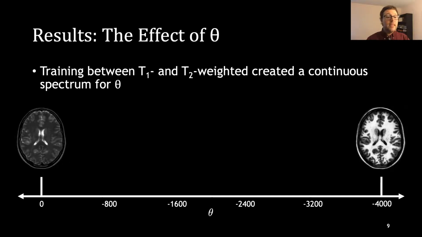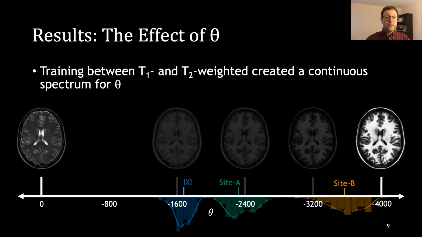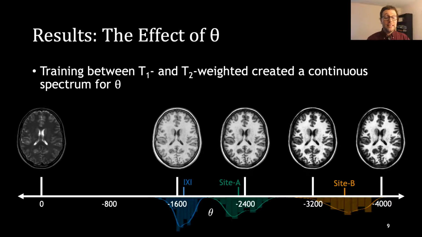And the result is a theta spectrum that we can see ranges from T2 weighted images on the far left to the heaviest T1 weighted images on the far right. We can put in our testing images from each site and see where their theta values lie on this spectrum. And we can see that each site creates a separate mode on this spectrum that has a unique distribution. We can extract specific theta values and synthesize an image of those contrasts to show that each of these modalities is represented in this distribution of thetas.